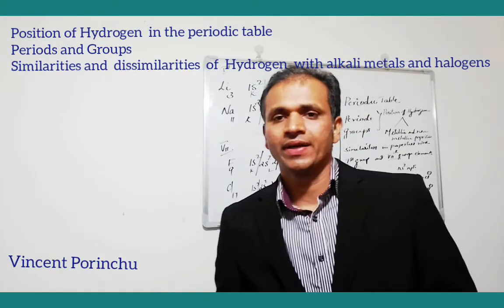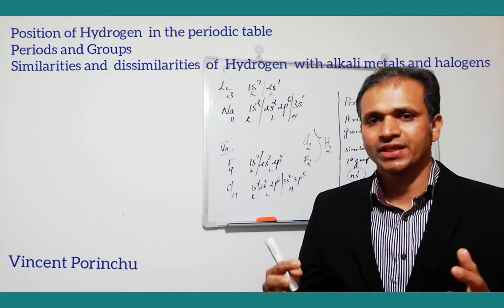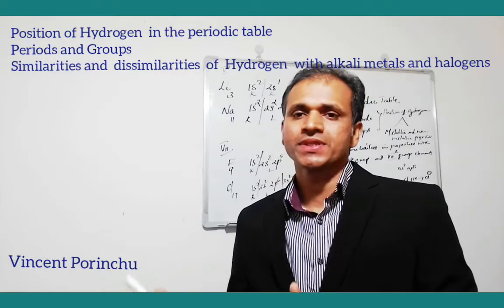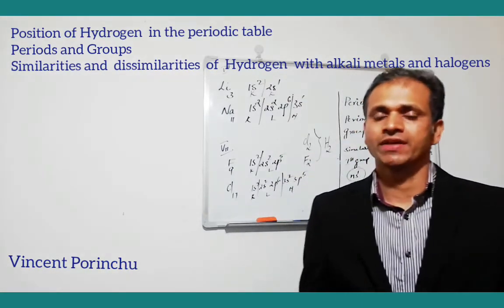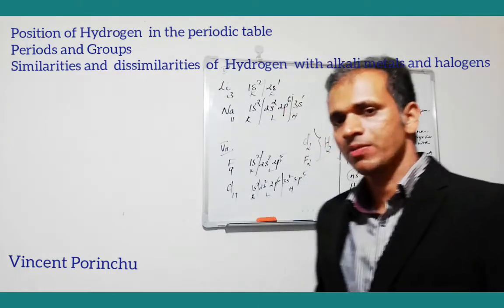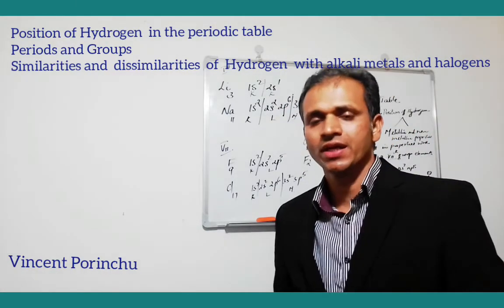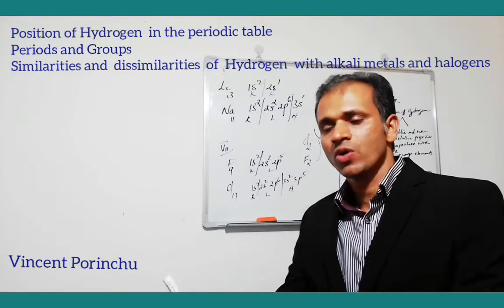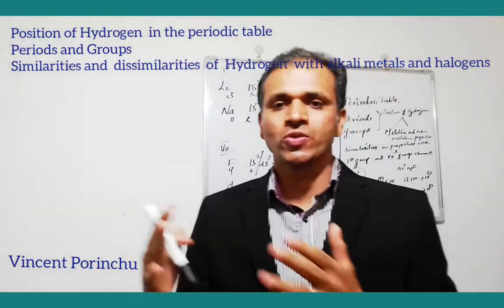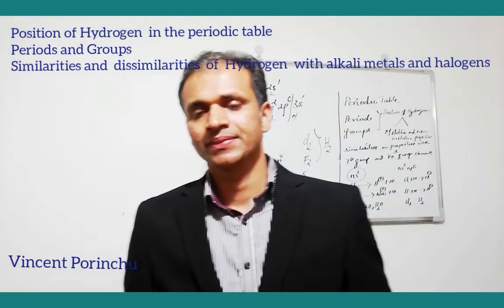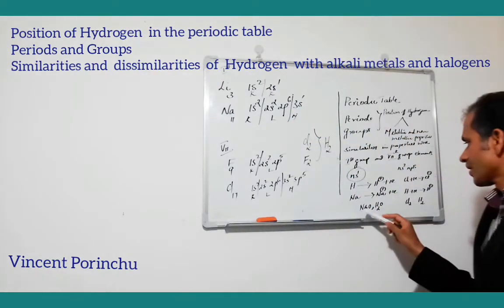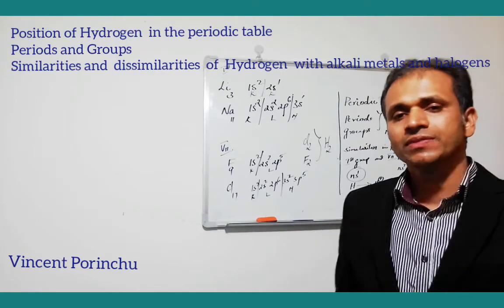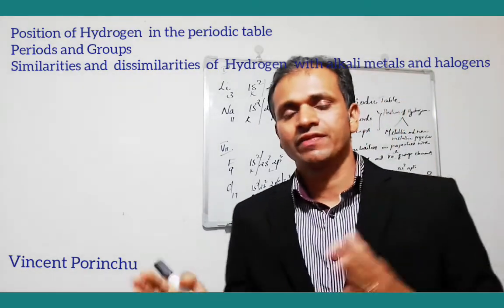Like other alkali metals, hydrogen also forms an oxide. Alkali metals react with oxygen and form their oxides. For example, sodium reacts with oxygen and forms sodium oxide. Potassium forms potassium oxide. Similarly, hydrogen reacts with oxygen and forms its oxide, H2O, that's water. So sodium oxide and the oxide of hydrogen, water. This is another similarity of hydrogen with the alkali metals.